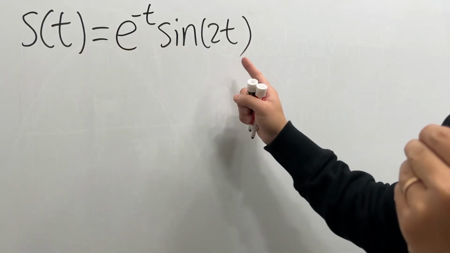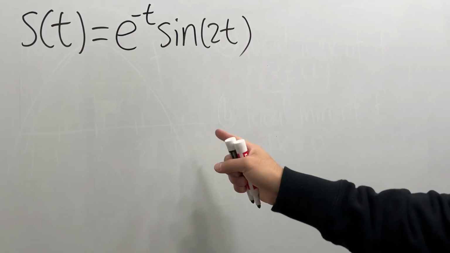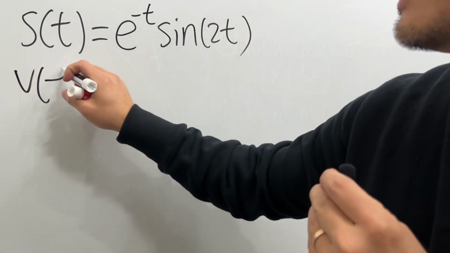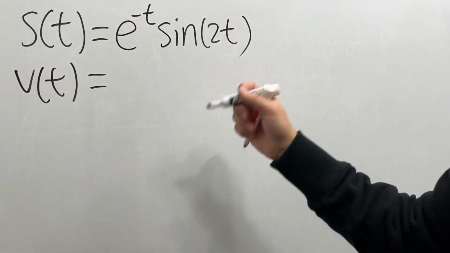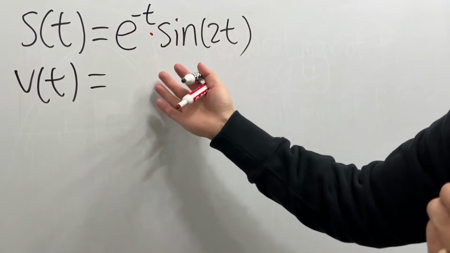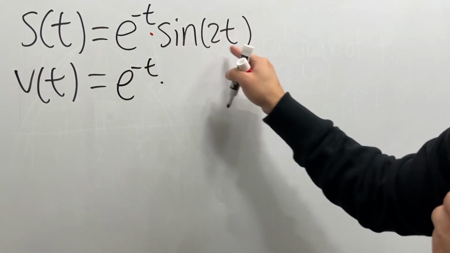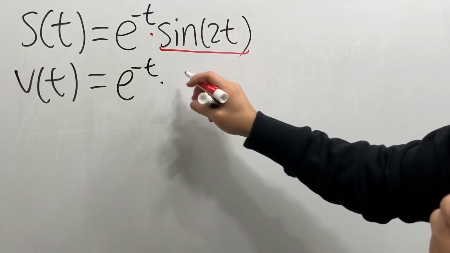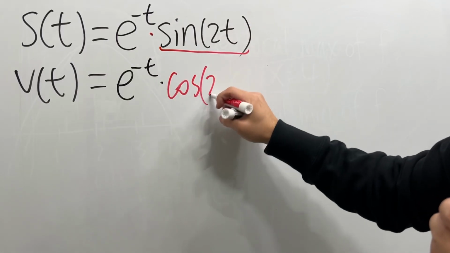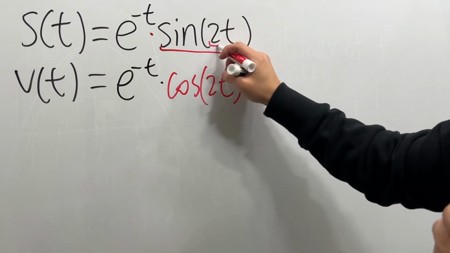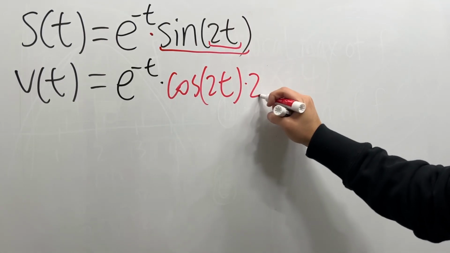We are given the position, we are going to find the velocity and also the acceleration. So of course the velocity is just the derivative of the position. Here is a product, so make sure you use the product rule. Keep the first function e to the negative t times the derivative of the second. The derivative of sine is cosine and the input stays the same, but remember to use the chain rule, multiply by the derivative of 2t, which is 2.